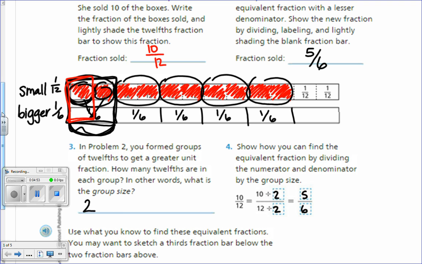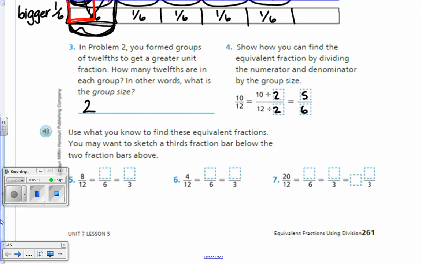Now, what we were doing last week on Friday, we were doing the opposite. We were going from the big one to the smaller one. We were doing the opposite of this on Friday. So we were multiplying, because when we want many, we multiply. Now I want those little pieces to be a bigger piece, so we're dividing them into groups. Okay? So down here, use what you know to find these equivalent fractions.